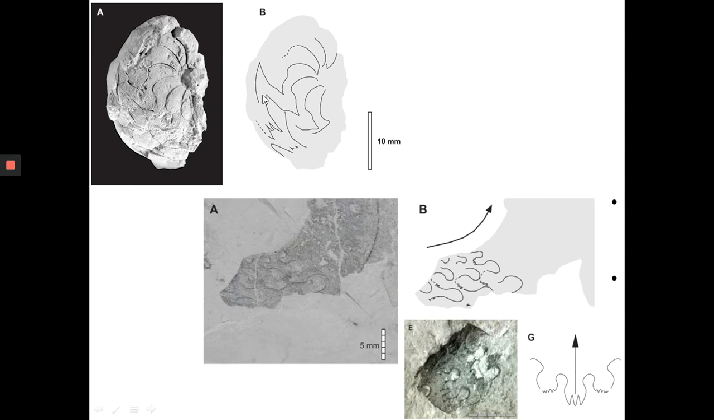But you can still see the zigzag pattern of the suture line. So this is a gonatite. The genus name in this case is Gonatites. Okay, so this is another ammonoid here. You can see the suture line here, a much larger specimen.